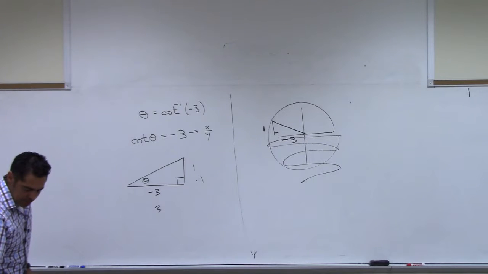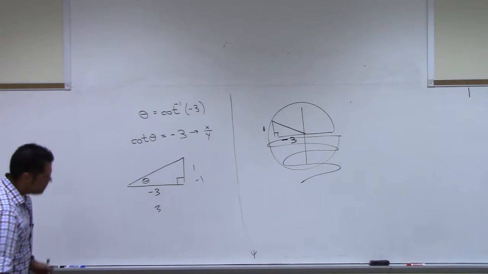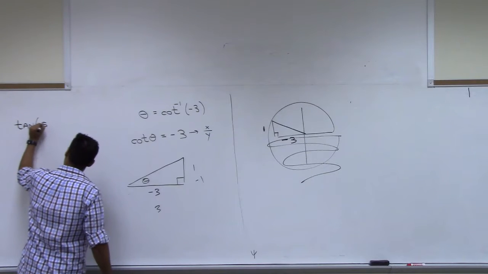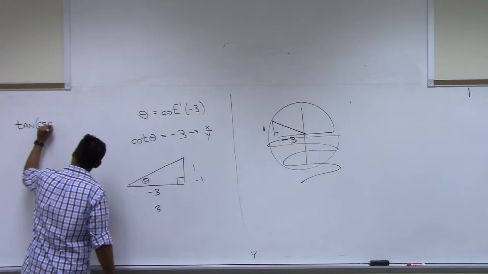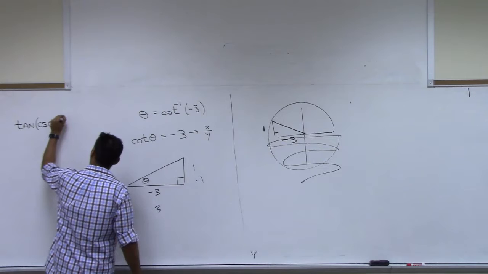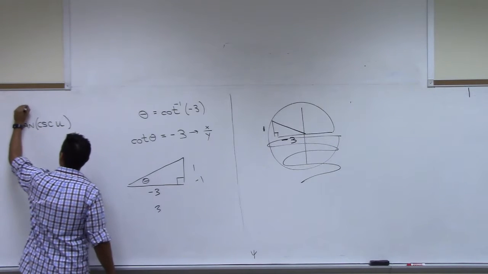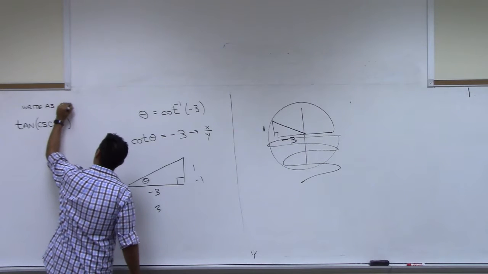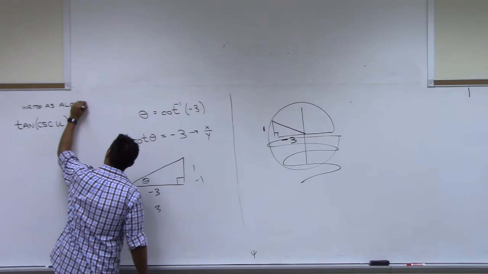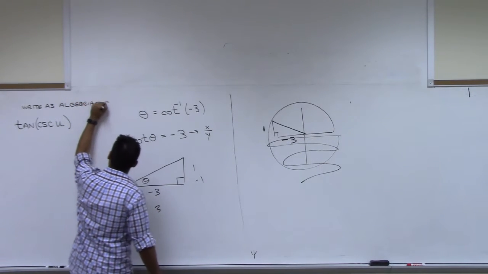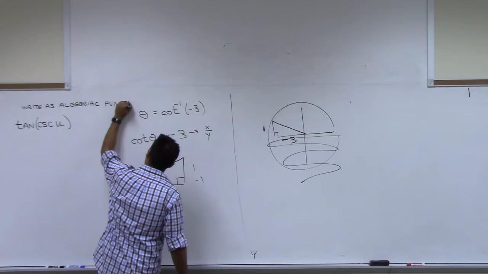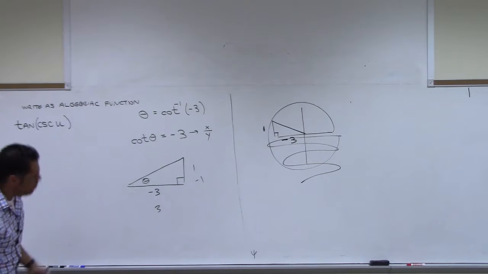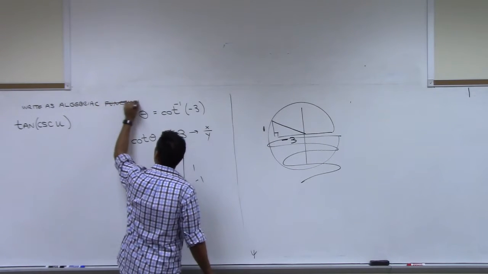How about tangent of cosecant of u, right, as an algebraic function? Do they put function notation? Oh, expression, sorry. Expression.